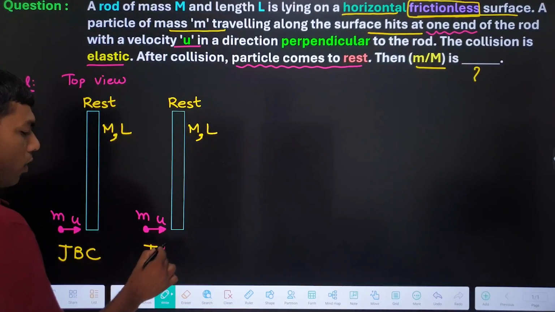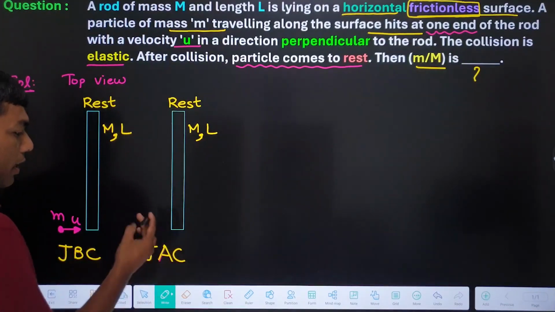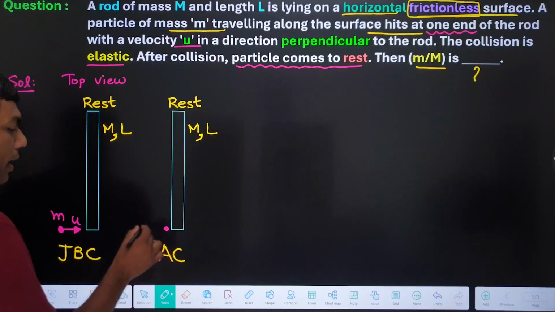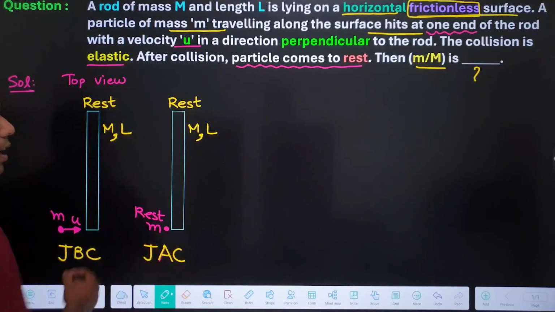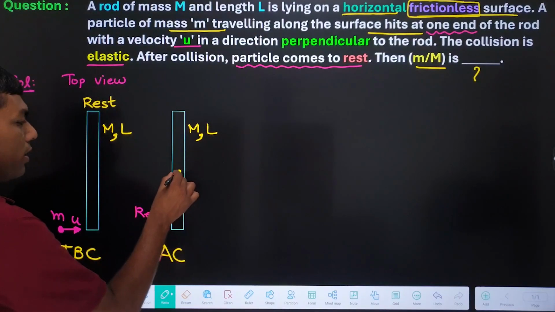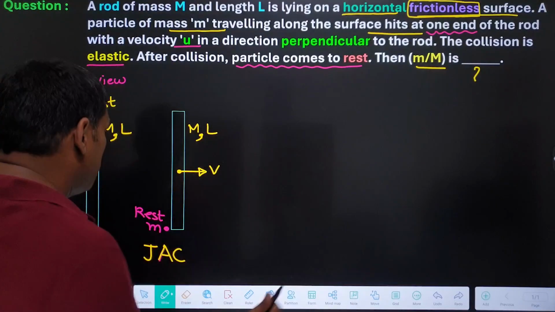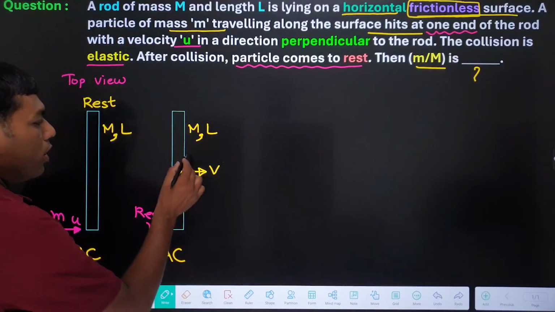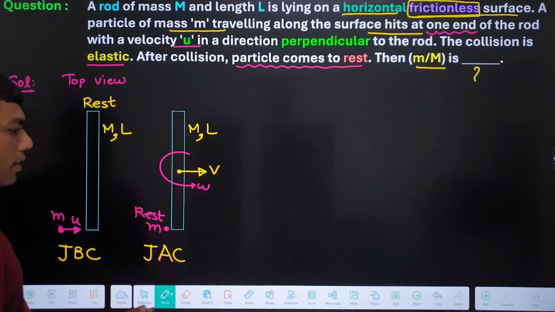Just after collision, this particle comes to rest. It means the scenario would be like this. Small m is at rest, it has no speed now. Just after collision, the rod's center of mass must be moving with speed v and the rod should get an angular speed omega also, like this.